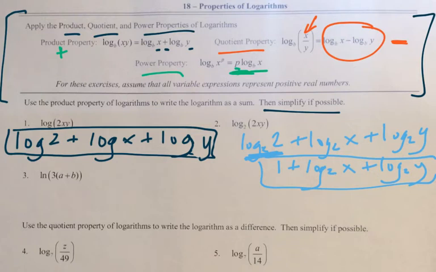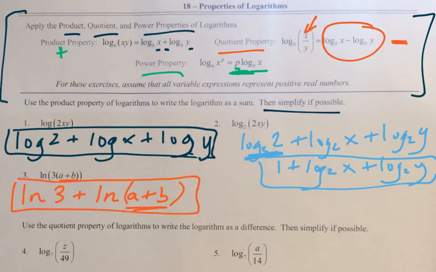For this last example, we have the natural log of 3 times a plus b. When we do this one, we're going to end up with the natural log of 3 plus the natural log of a plus b. I cannot separate this one because that is not a product, that is a sum. The only product here was 3 times this entire sum. So when I separate it out, this is as simplified as it can get.